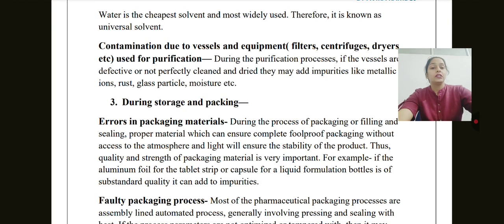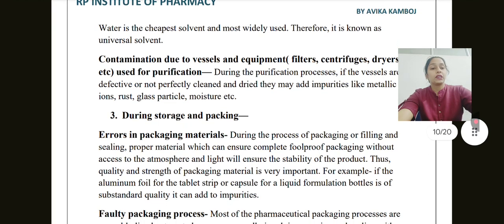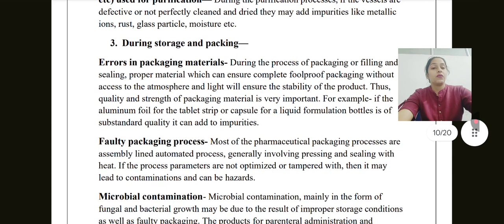Next is during storage and packaging. Sometimes there are errors in the packaging material during the process of packaging or filling and sealing. Proper material, which can ensure complete foolproof packaging without access to the atmosphere and light, will ensure the stability of the product. Next is faulty packaging process. Most of the pharmaceutical packaging processes are assembly-lined automated processes, generally involving pressing and sealing with heat. If the press parameters are not optimized or tampered with, then it may lead to contamination and can be hazards.